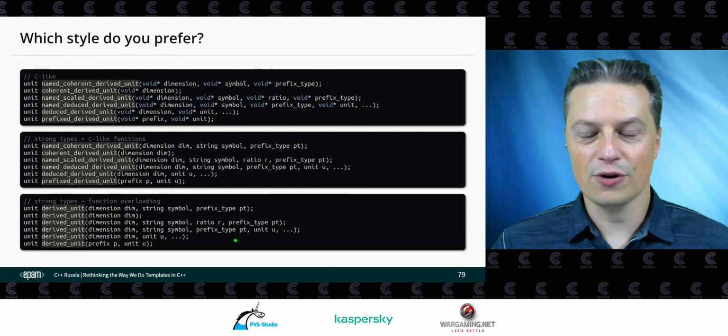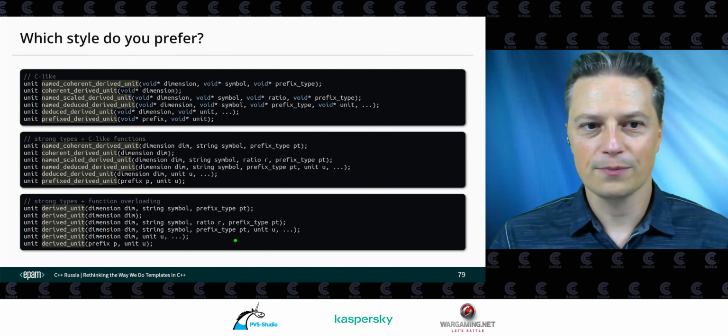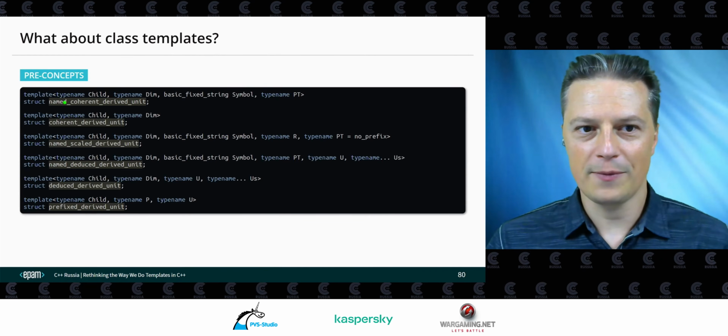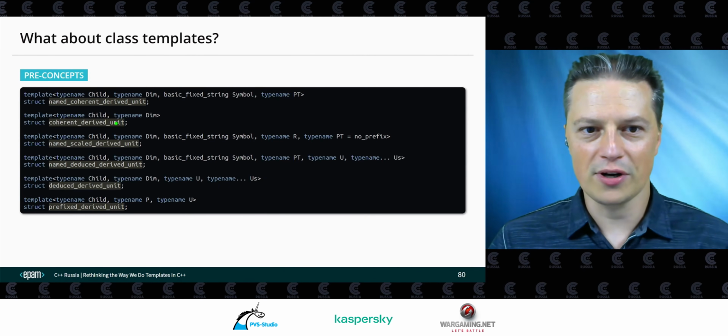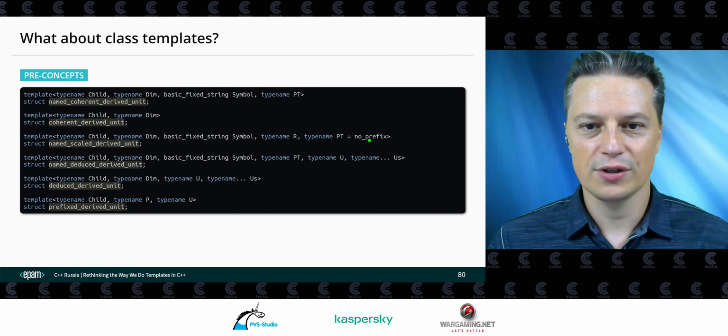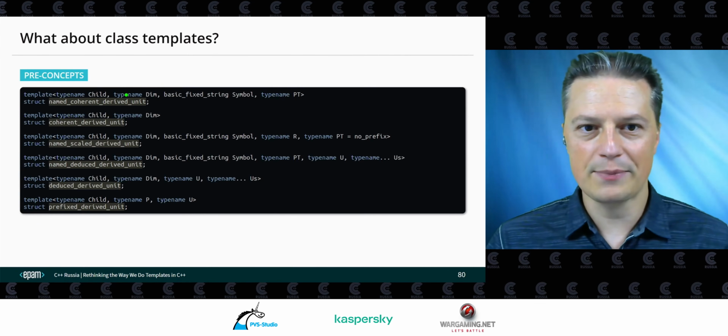However, for classes, for class templates, it doesn't work. This is what we do right now. We have a named coherent derived unit, coherent derived unit, named scaled derived unit. All of them are using some parameters, and they are weak. They take a lot of different types here, right? Typename, typename, typename, typename.